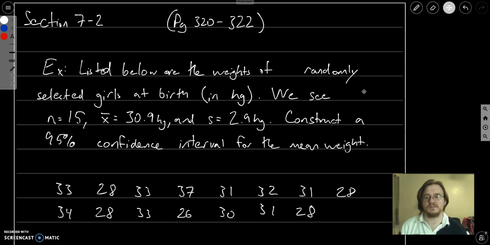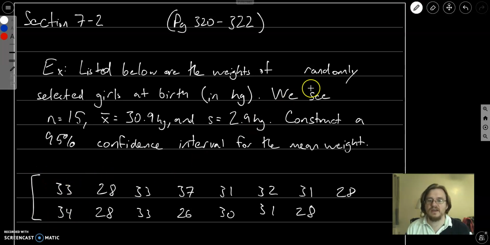Hello and welcome back. In this video we'll continue with section 7.2 and we'll start by constructing a confidence interval for a population mean. What we have here, listed below, are the weights of randomly selected girls at birth in hectograms, meaning hundreds of grams. All those weights are listed down here. We see that there are 15 values, so there are 15 weights in our sample. The average is 30.9 and the standard deviation is 2.9. So we want to construct a 95% confidence interval for the mean weight.